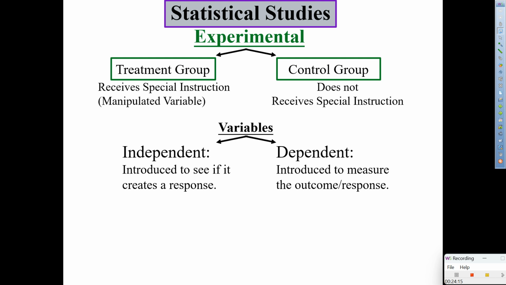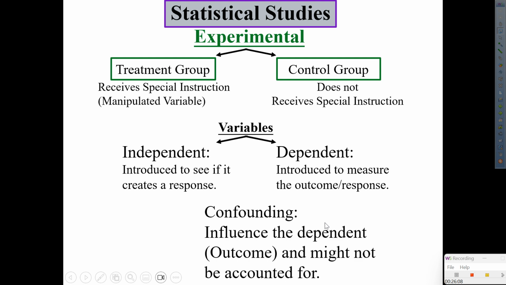Okay? Now there's a third variable. Look up, please. Don't copy this really quick. Let me just explain it before you copy it. Confounding variable. It says it can influence a dependent outcome and maybe it wasn't accounted for.